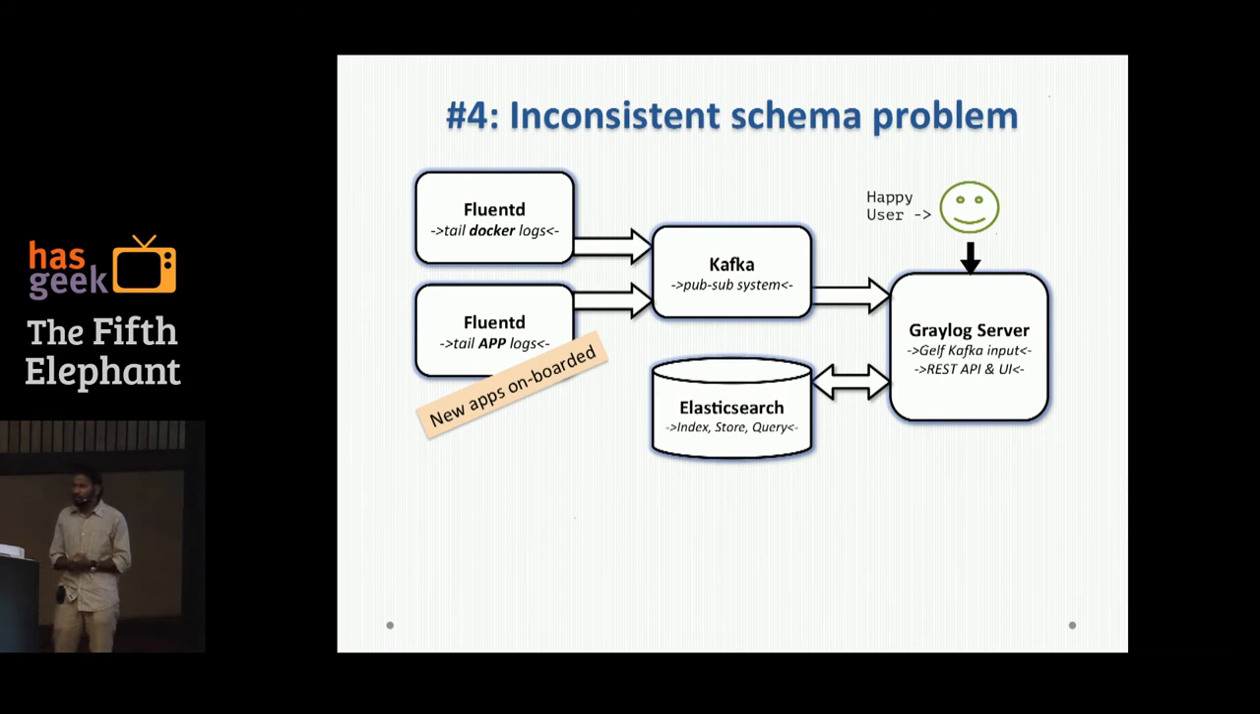Number 4. Now our platform is kind of popular. More developers are interested in onboarding their application to Graylog, but they are not into the modern Docker platform. They are running it on the system, like a traditional box. So their application is generating the messages in JSON format, in files. We need to tail the files and send it to the pipeline. So that's what we did. New apps onboarded, which were not on Docker.